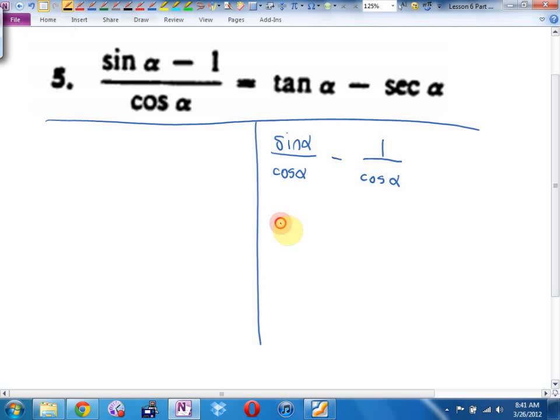In fact, if I write this as a single solitary fraction, my common denominator would be cosine. And in fact, I think the top would just be that minus that, and lo and behold, I'm done.